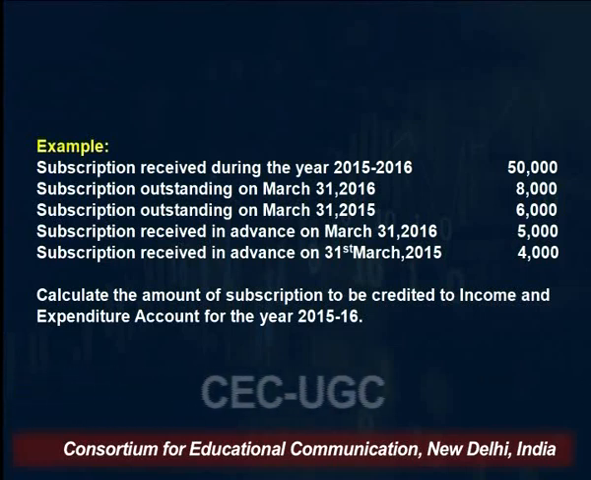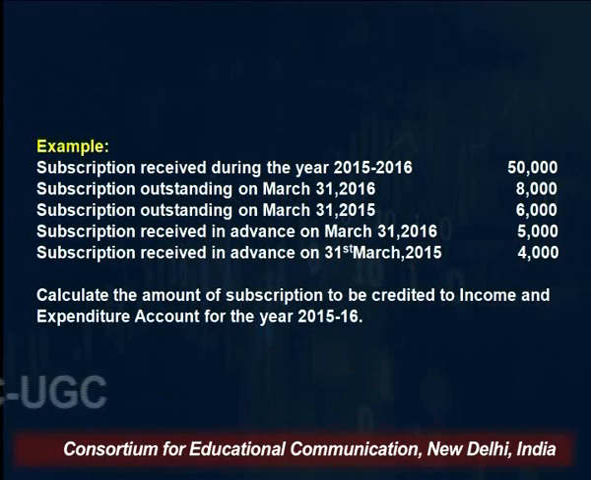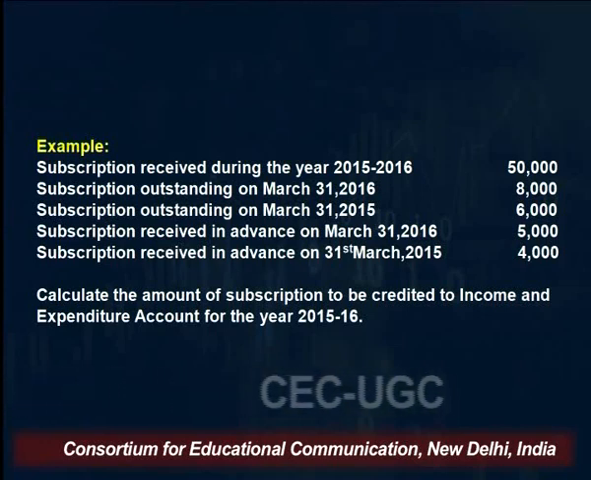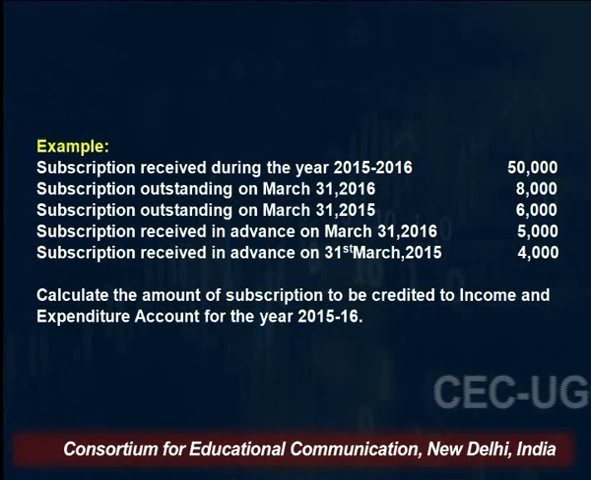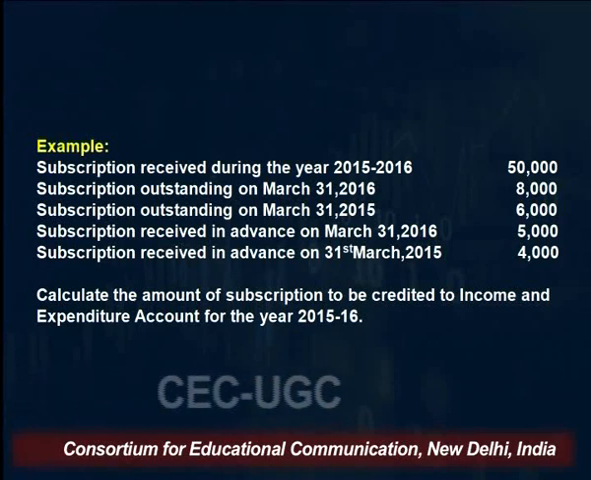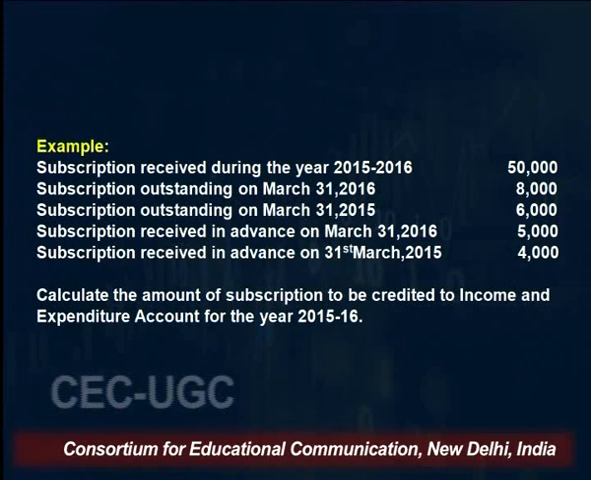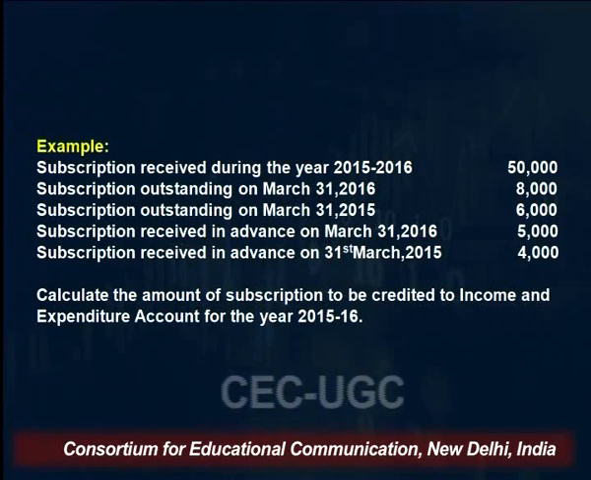Subscription outstanding on 31st March 2016 is 8,000. So the financial year is 2015-16, and the subscription which is outstanding at the end of the current year is 8,000. Income due but not received. This is also known as income of the current year but not received. Subscription outstanding on 31st March 2015 is of the previous year, income of the previous year, and this is given as 6,000.